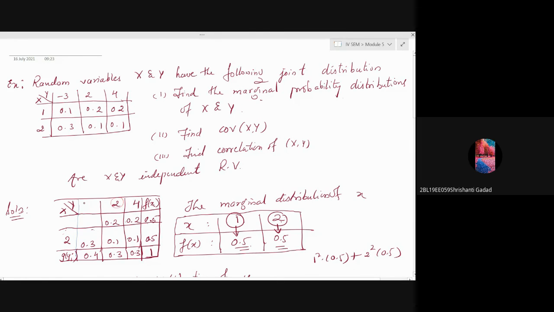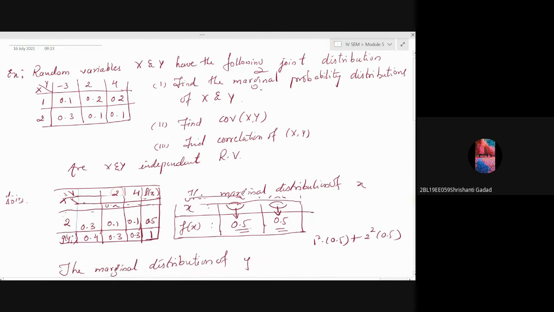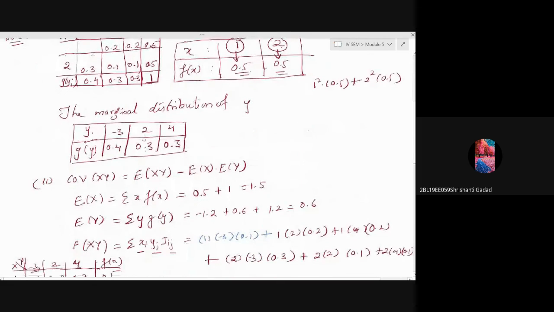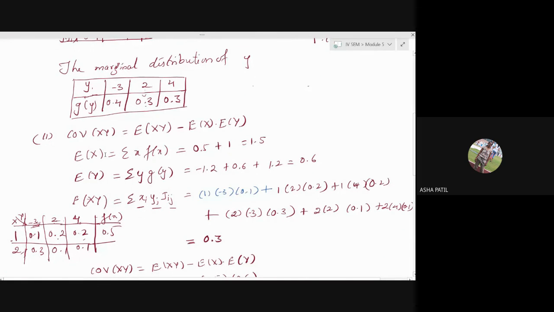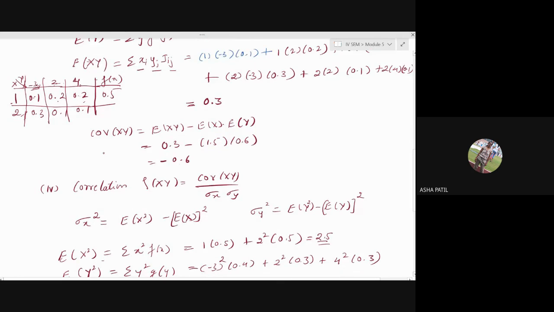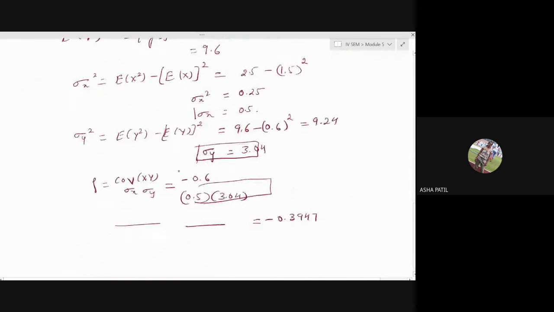Covariance of xy is equal to expectation of x into expectation of y for independent random variables. Or else you can say covariance of xy must be 0, because these two terms will be equal, so covariance must be equal to 0. You can just write that you have already found the covariance. It is not equal to 0, and hence the given variables are not independent random variables.